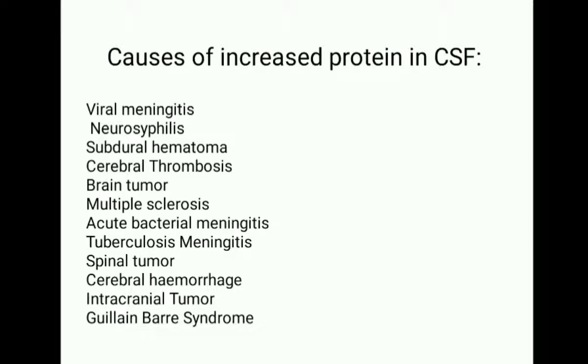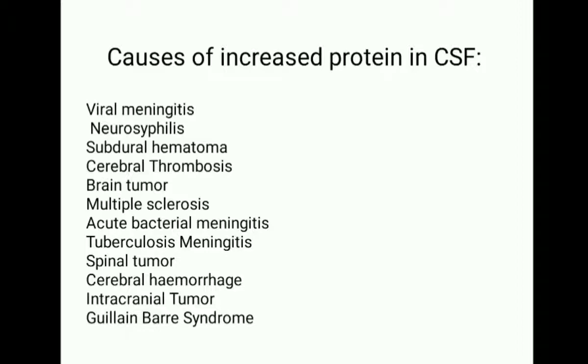Let's now talk about causes of increased protein in CSF. When there is an increase in protein in CSF, this is related to some abnormalities, but in case there is a decrease in CSF protein, that actually doesn't have any clinical significance. So let us discuss the causes of increased protein in CSF. It can be because of viral meningitis. Viral meningitis is simply the inflammation of the lining of the brain and the spinal cord.